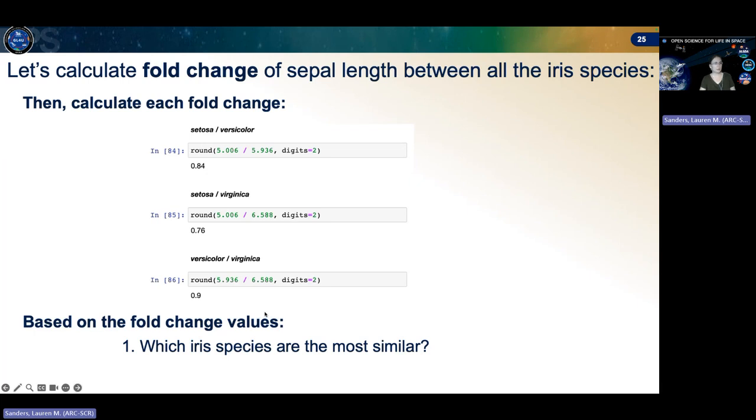So remember that a fold change of 1 means that the values were exactly the same. As fold change gets closer to 0, the points were more and more different. So the two iris species that were the most similar would be versicolor and virginica. And then the two that are the most different would be Setosa and virginica, which makes sense based on that plot we were just looking at, where Setosa was all the way on the left-hand side and virginica was on the right in terms of sepal length.